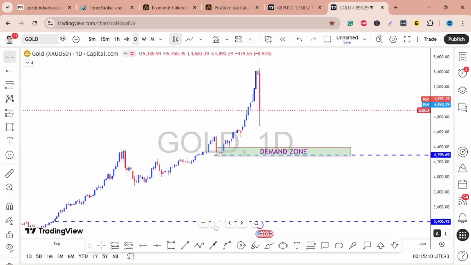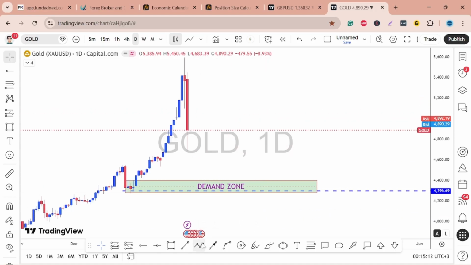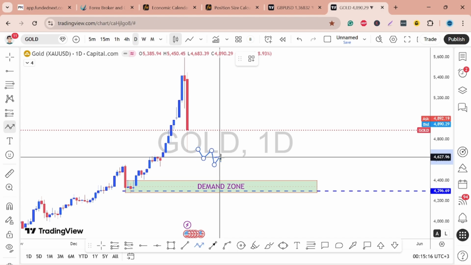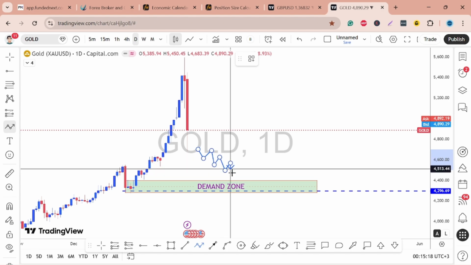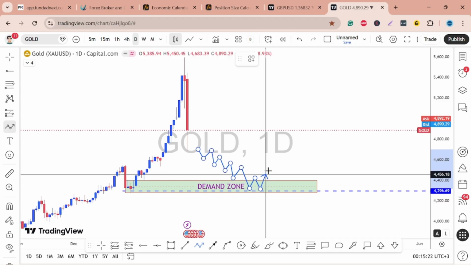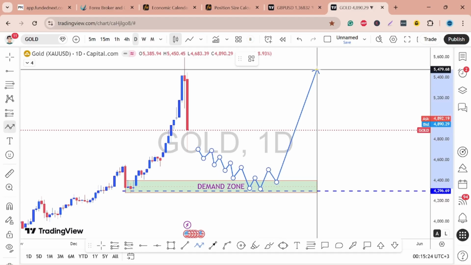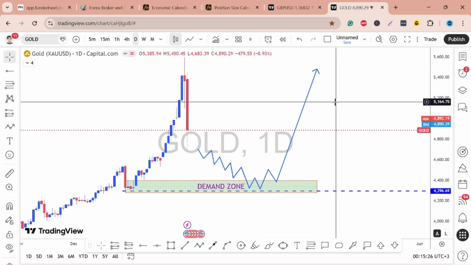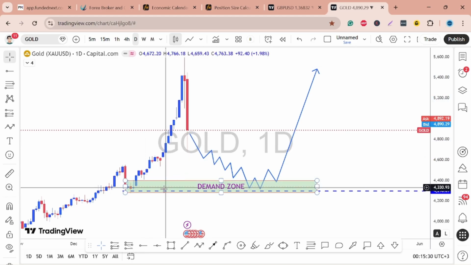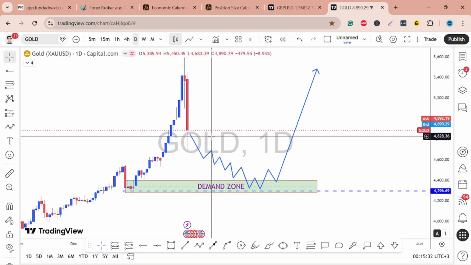Once we get to this point, of course, that is when you want to go to the lower time frame, as I have already illustrated to you. So you'll be looking for this kind of setup, and this should be your sign to buy gold going up, if this demand zone holds the price.